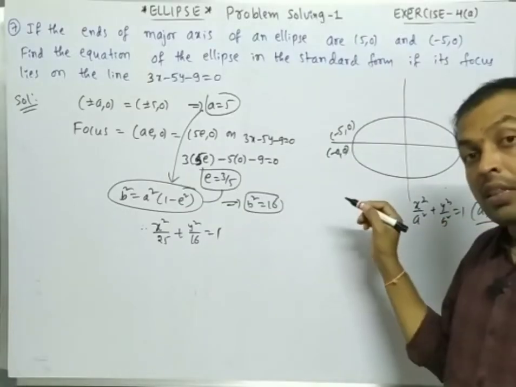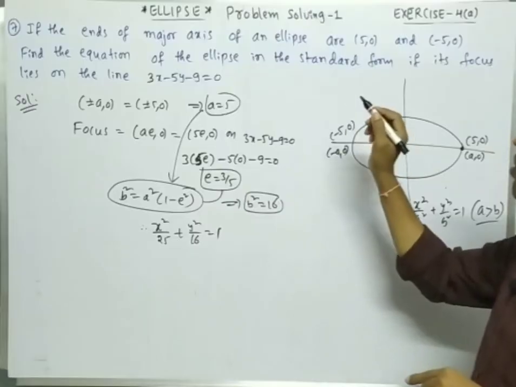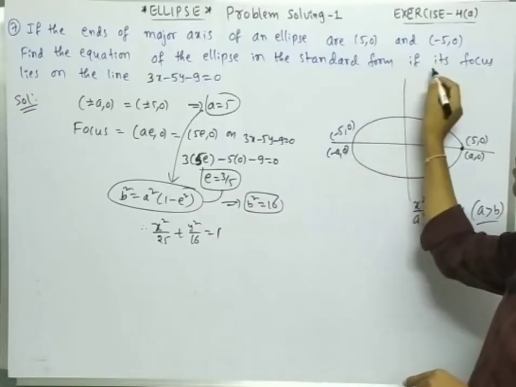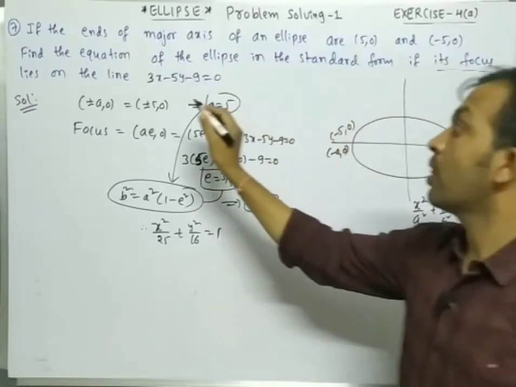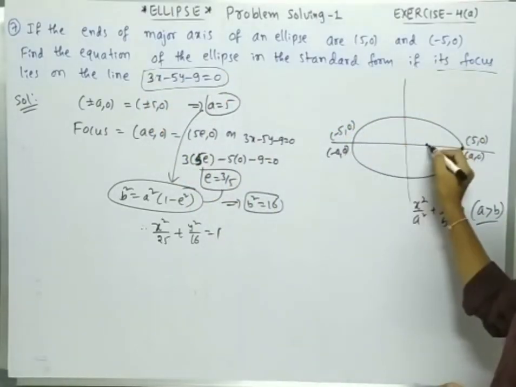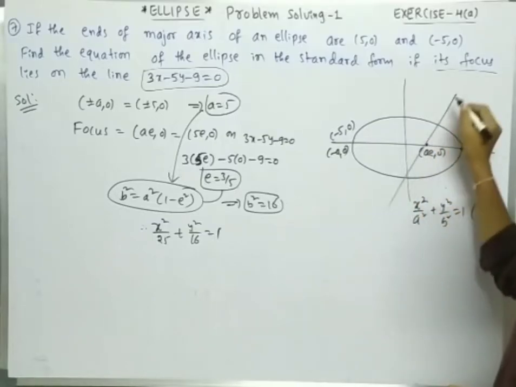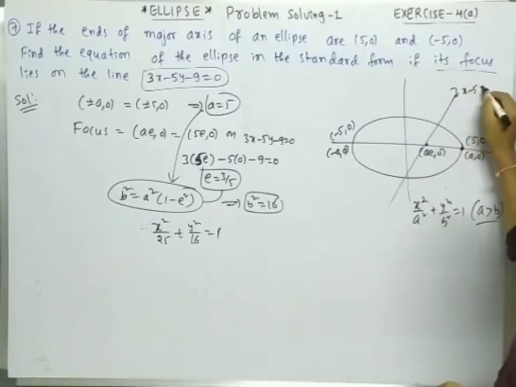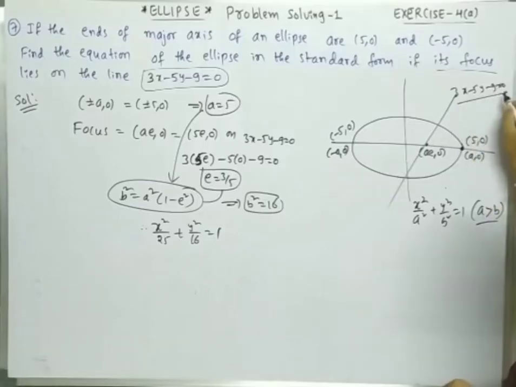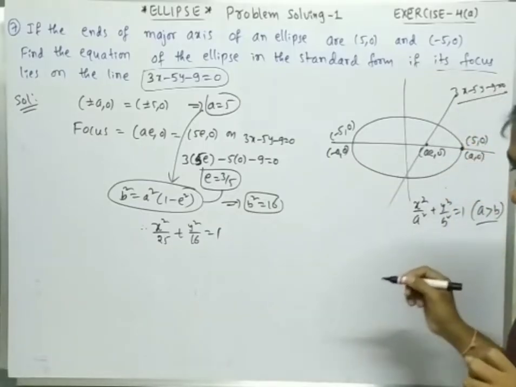Why? Because the vertices lie on the x-axis, the major axis. Find the equation of the ellipse, and it is also given that its focus, a e comma 0, lies on one line, that is 3x minus 5y minus 9 is equal to 0. So these two conditions are given, and we have to find the standard form.